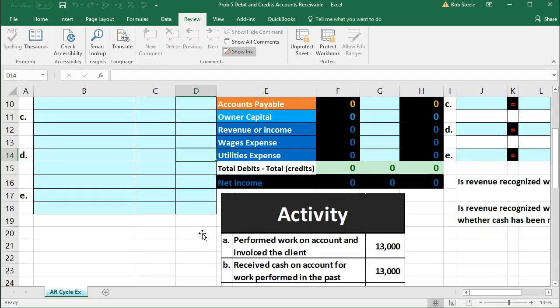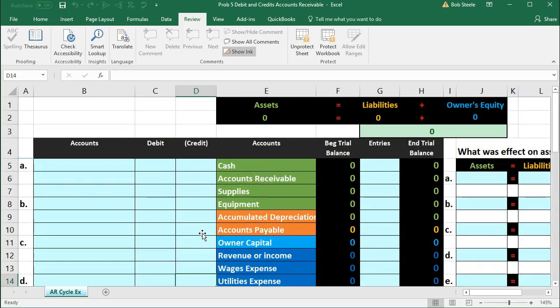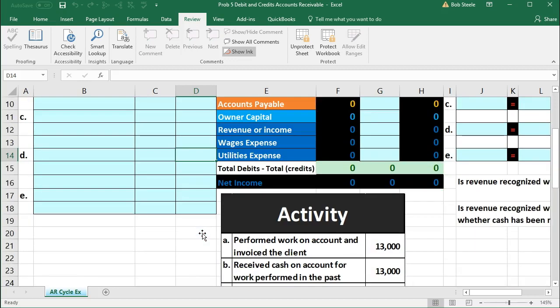Let's take a look at the first transaction. We perform work on account and invoice the client. So we're going to do work and invoice the client. Therefore, first question, is cash affected? We're going to say no, not in this case, because we invoiced and have not yet received payment. Keyword for many book problems will be on account.